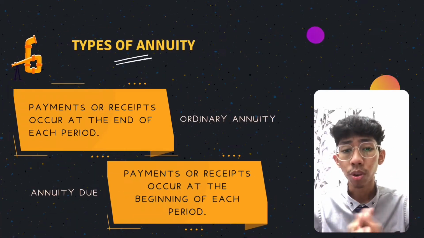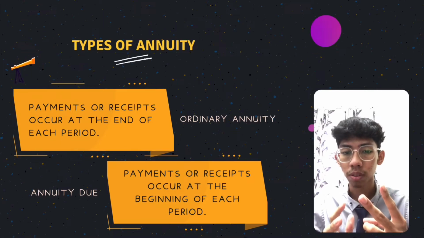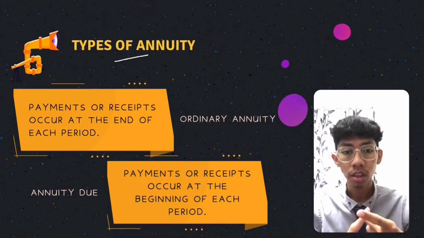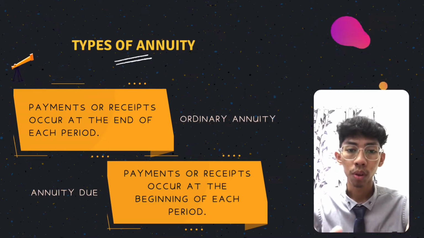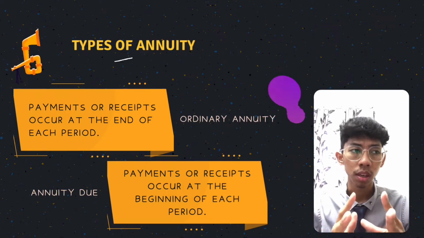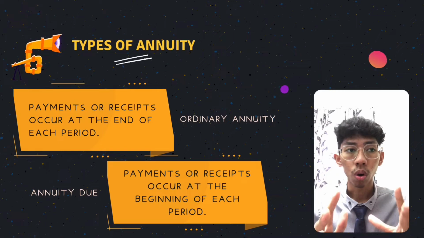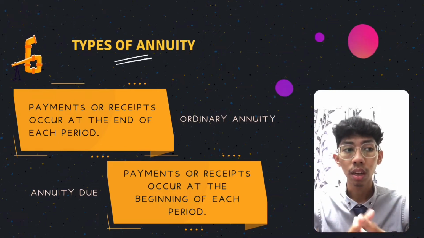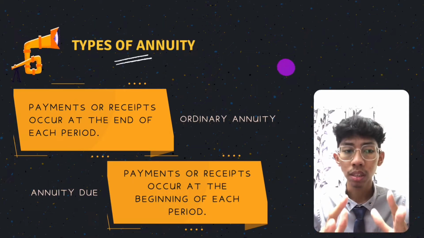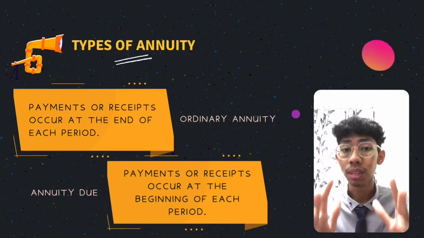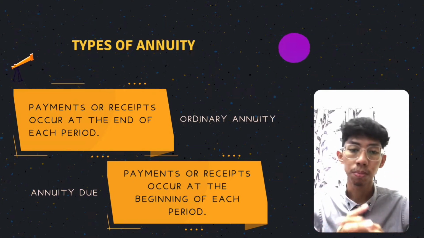For annuity, we also have two types. The first one is ordinary annuity, the second is annuity due. For ordinary annuity, a payment or receipt occurs at the end of each period. For annuity due, a payment or receipt occurs at the beginning of each period.